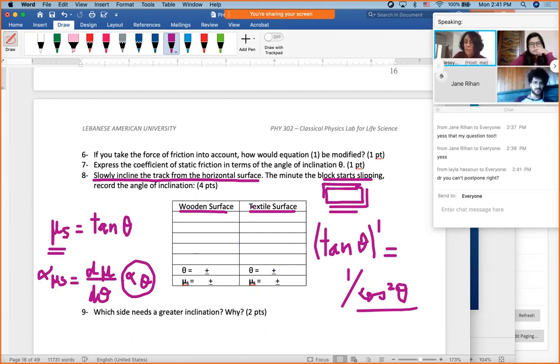For the textile, probably it's going to be less friction or more friction. You can tell from you. That's it. Did I answer your question, Priscilla?